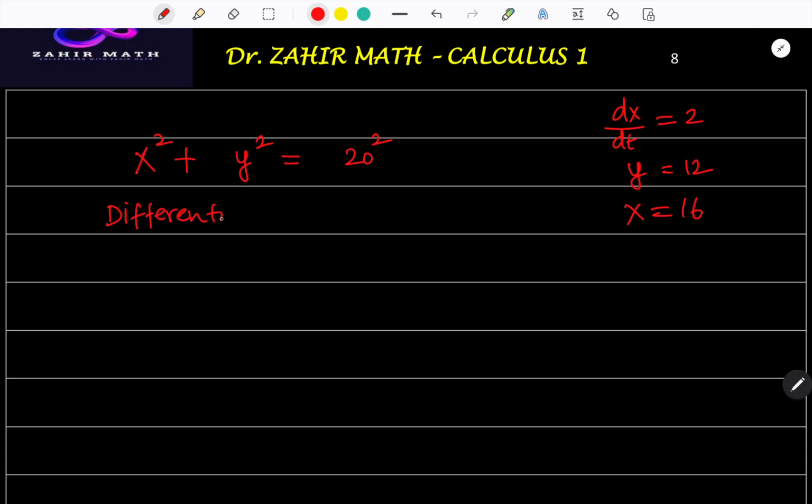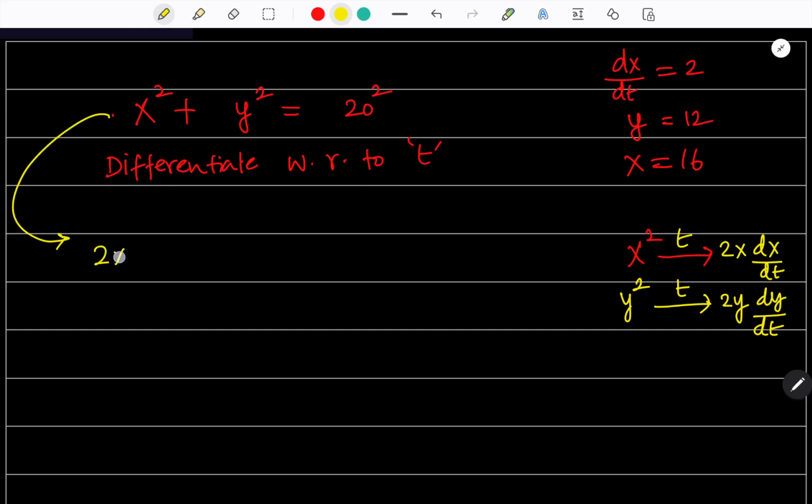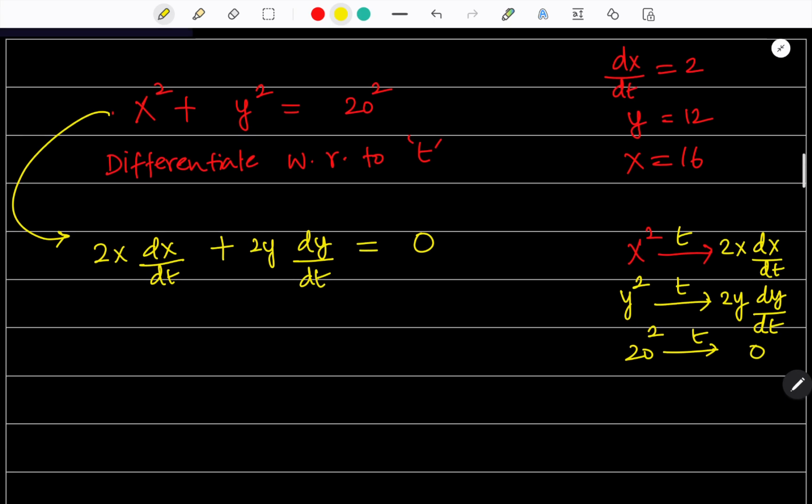I am going to differentiate this with respect to t, because the ladder keeps sliding down based on time t. So the derivative of x squared with respect to t is 2x dx/dt. The derivative of y squared with respect to t is 2y dy/dt. And the derivative of the constant 20 squared with respect to t is 0. Right. So let me put in all the values.